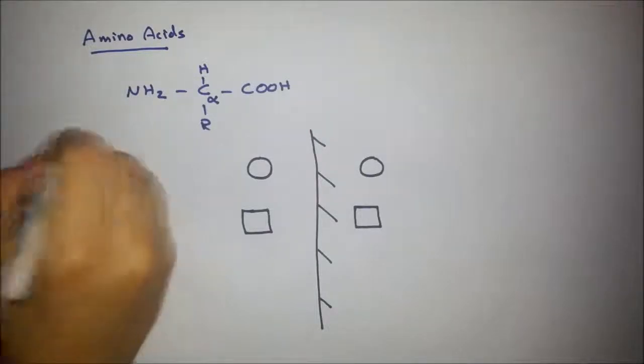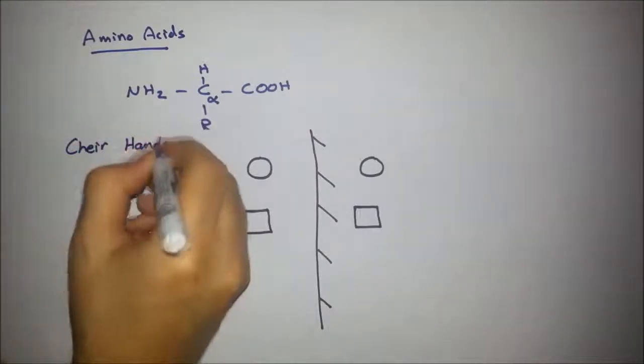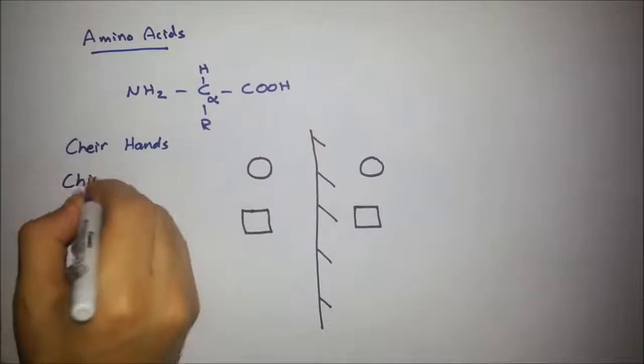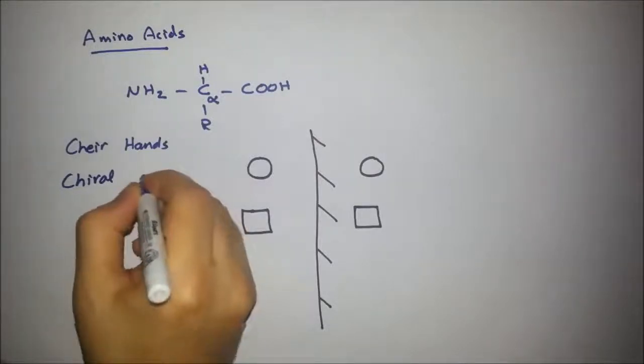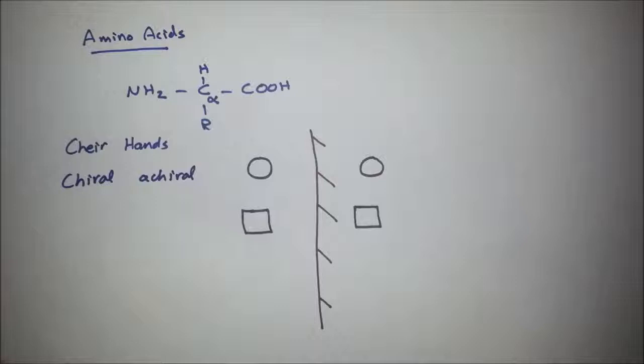In the Greek language, the word kyr means hand. This is where the word chiral came from, which is used to describe molecules that have non-superimposable mirror images. And of course, achiral describes a molecule that has a superimposable mirror image.